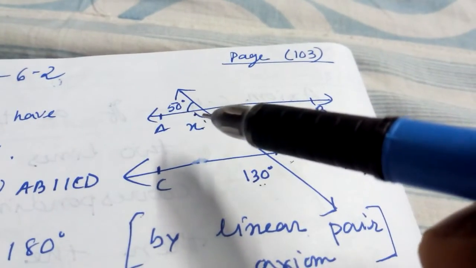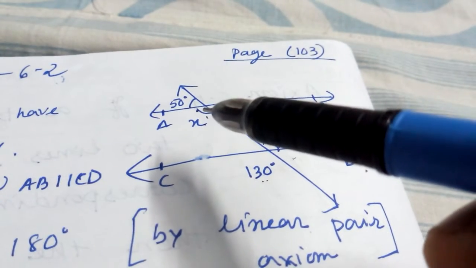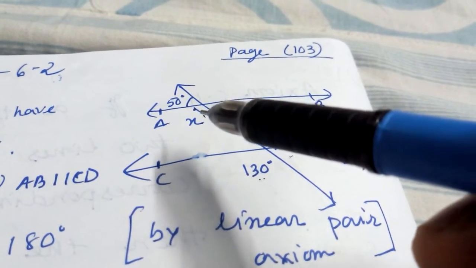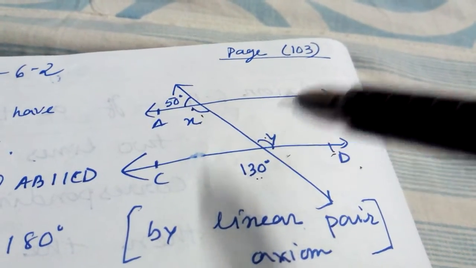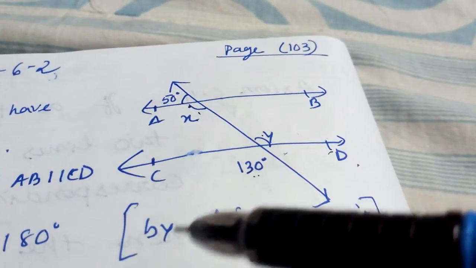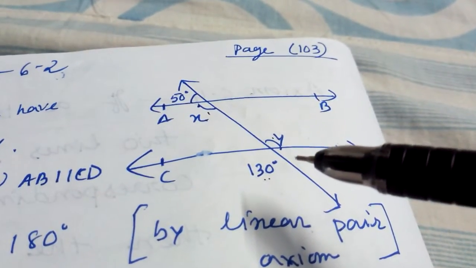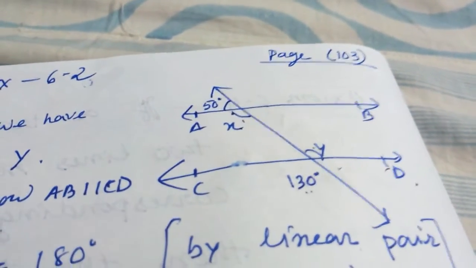But they are alternate interior angles. So by the theorem, we can say that if one pair of alternate interior angles are equal, then the two lines are parallel. So AB is parallel to CD. This is the first question. Very easy. You can understand easily.